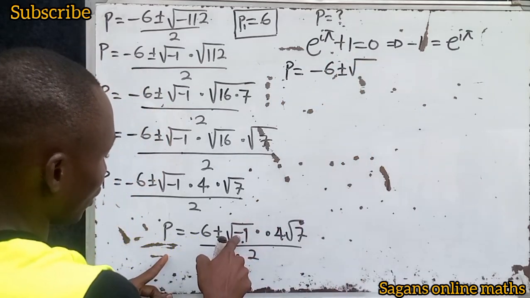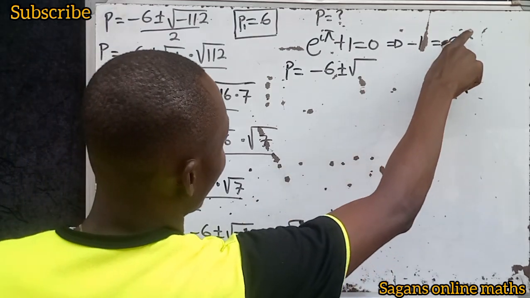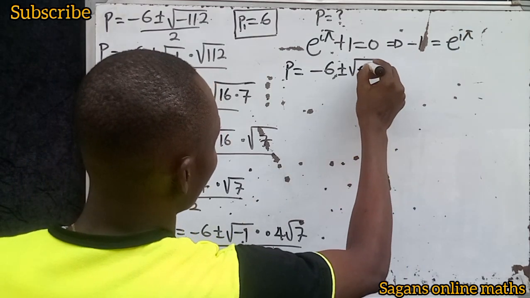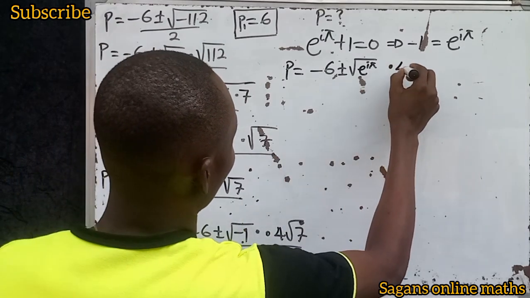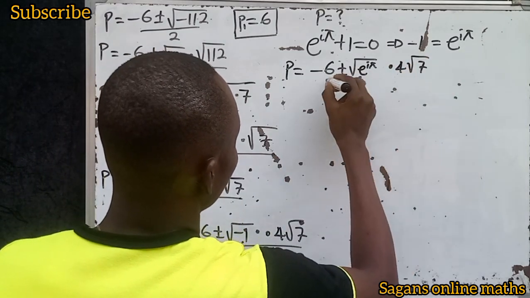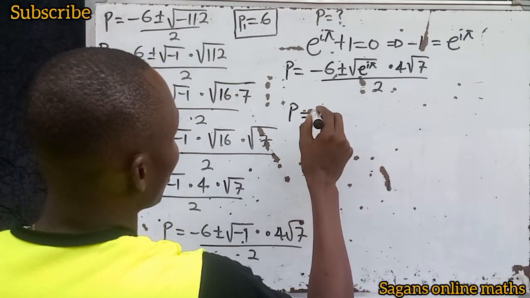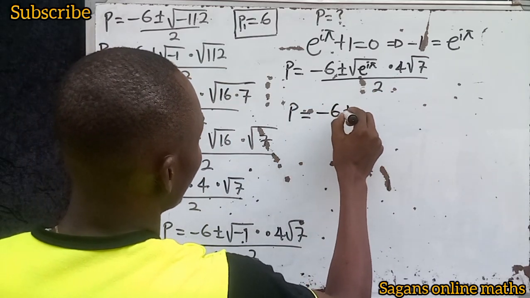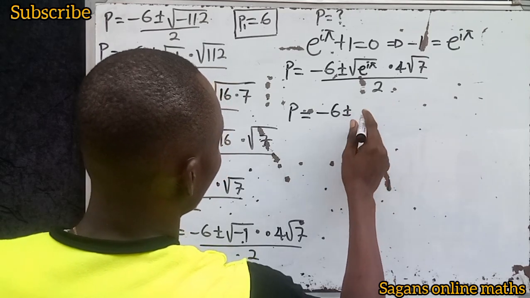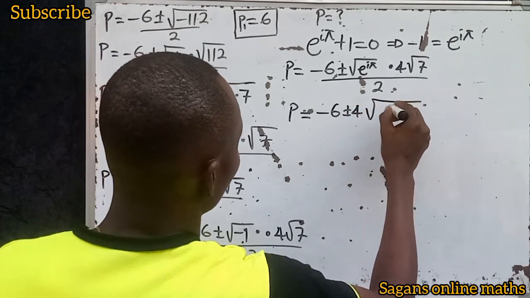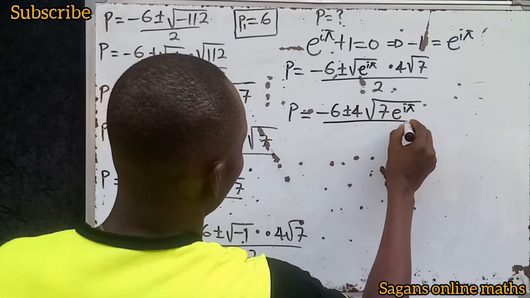Look at the minus 1 we have here. By the definition of the equivalence identity, minus 1 is equal to e to the power of i pi. So all this here is just e to the power of i pi. Beautiful. Then multiply by 4 root 7 divided by 2. That means our p is equal to minus 6 plus or minus the square root of... sorry, so we have 4 outside: plus or minus 4 root 7 multiplied by e to the power of i pi, divided by 2.